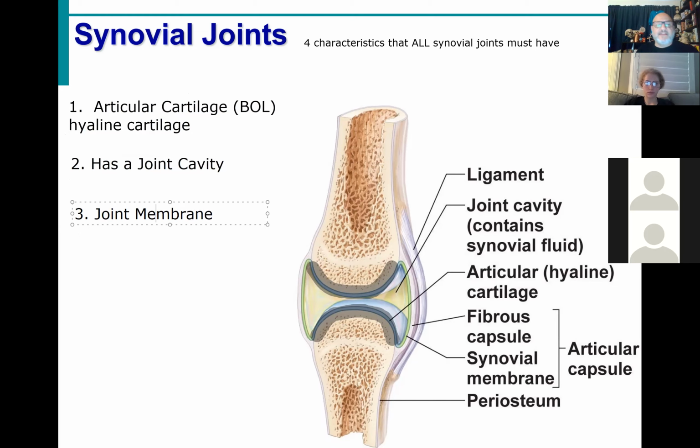Now, if we look closely at this joint membrane, there is actually a joint capsule. There is a capsule that surrounds the joint, and this joint capsule has two parts to it. The first component, as you see on the outer surface, is basically a fibrous connective tissue structure that is going to give some integrity, some strength to this. And this is known as the fibrous capsule.